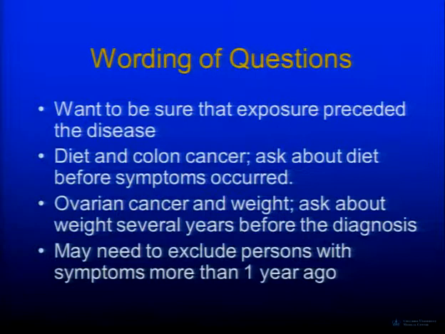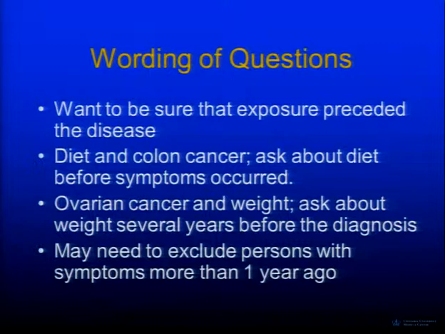So you want to try and ask them about exposure that was before they got the disease. So if you're talking about diet and colon cancer, it might not just be before you were diagnosed, but before you started feeling symptoms. What was your diet usually like? Think about the year before you started feeling any symptoms. What was your diet usually like? If you're doing a study looking at ovarian cancer and weight, you're going to want to ask about weight several years before the diagnosis, or any weight loss due to the diagnosis is going to influence your findings.